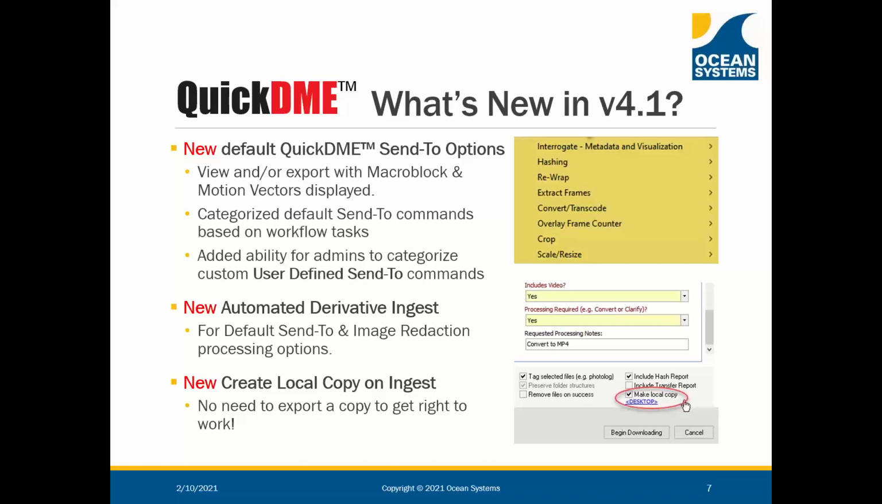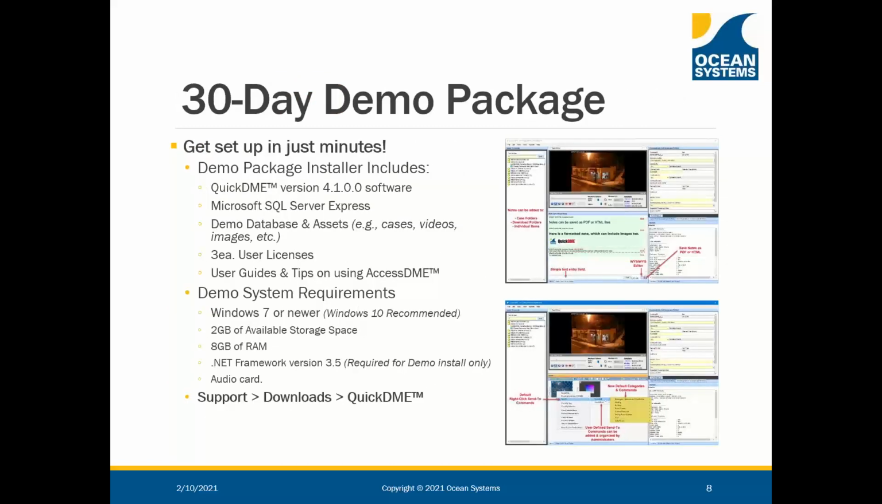Now, you can do that all in one process. If you have permissions, you can simply create a local copy on ingest. It'll include the hashes and a CSV file, so everything will get ingested into the system, validated, and then once validated, it creates a copy on your desktop or wherever you direct it to, all in one process. So you can get right to work on your evidence. So some really, really huge time-saving features, which we're going to show you here momentarily.